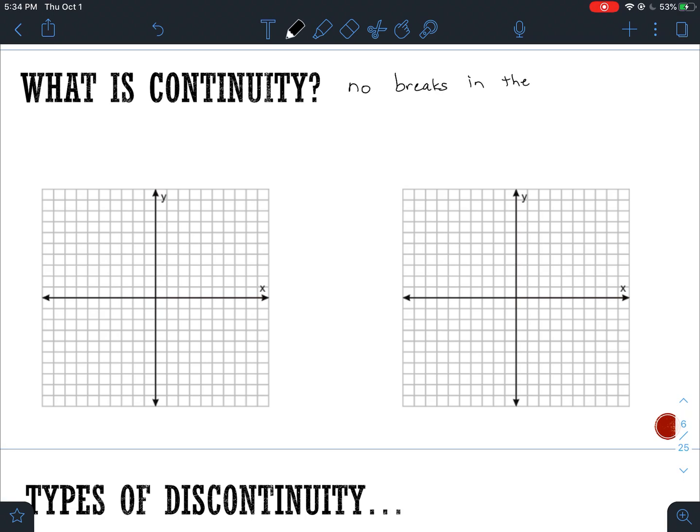You didn't have to pick up your pencil to draw it. So a function that's continuous could be like a polynomial function, right? So like a smooth curve. There's no breaks in that graph. There's no holes, there's no jumps, there's no asymptotes in the graph. It could also look like a piecewise function as long as the pieces connect to each other.